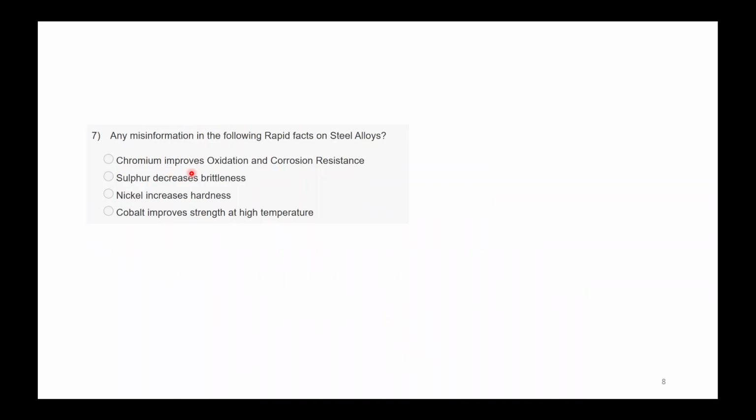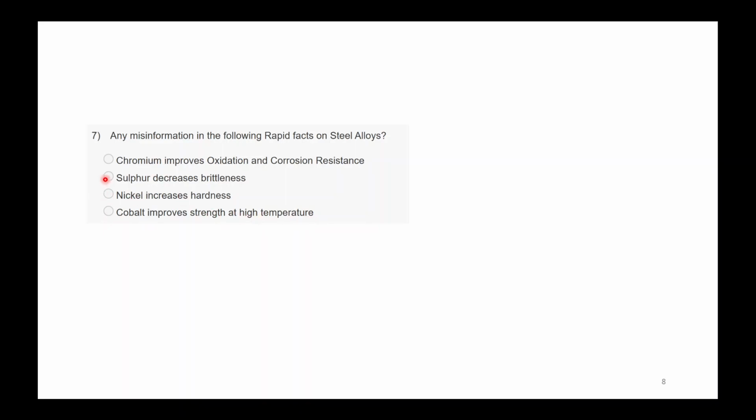Now question number 7. Is there any misinformation in the following rapid facts on steel alloys? The options are: chromium improves oxidation and corrosion resistance; sulfur decreases brittleness; nickel increases hardness; and copper improves strength at high temperature.